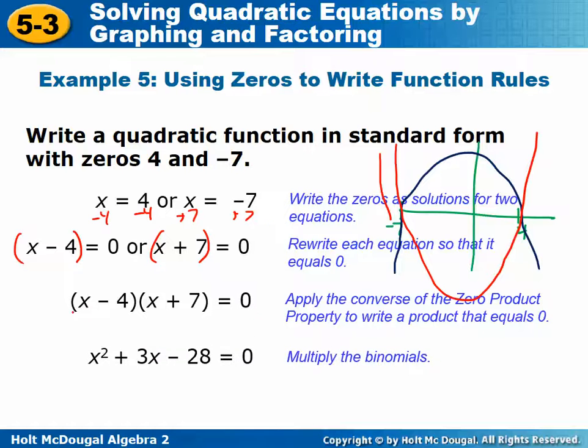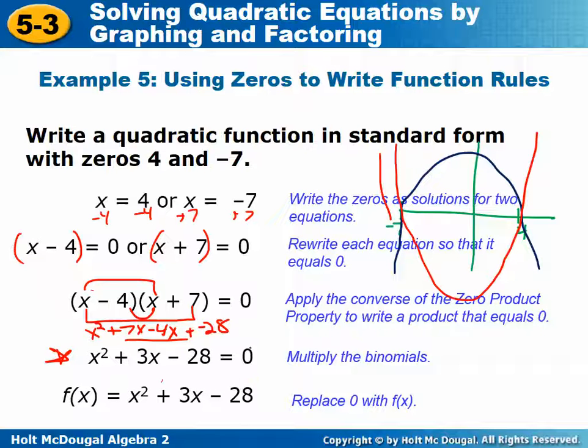Then our last step is just to multiply these together with FOIL. First times first is x times x is x squared, plus 7x minus 4x, inner times inner. And then the last times the last would be -28. So add your middle terms together and you get 3x, 7x minus 4x. And here is a quadratic function that would give us those zeros. And you can graph it and check.